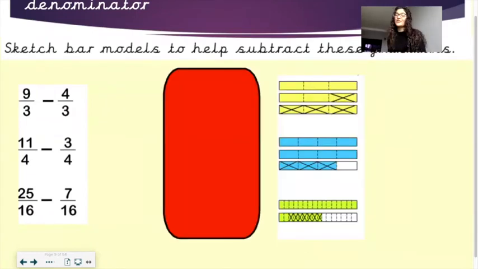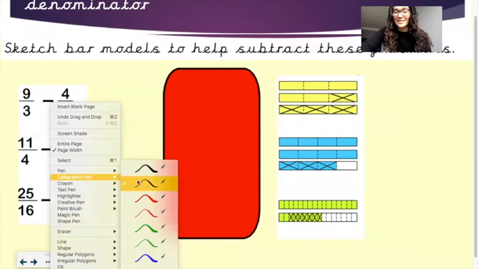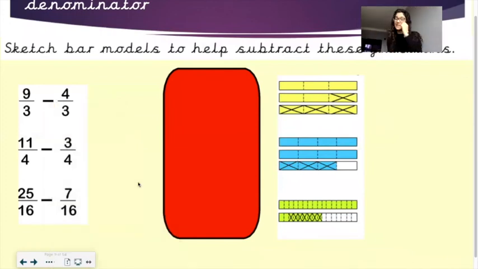So your fraction bar models should look like this. If they look a little bit different, that's okay, but only if you get the same answer in the end. Otherwise, obviously, keep watching to see how we draw these.